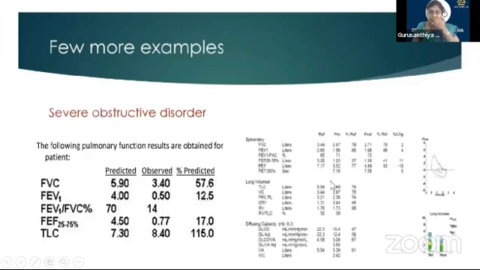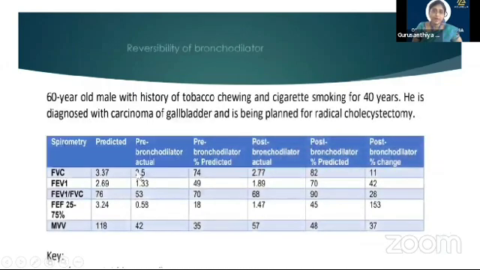Here comes another example. See, FEV1 is 65% of predicted, and FVC is 78% of predicted. So FEV1 by FVC is close to normal. See the total lung capacity, it is somewhat decreased. See the DLCO, the predicted percentage is also decreased. So there is a restriction with a diffusion defect. That is it. And this is an example for bronchodilator reversibility.